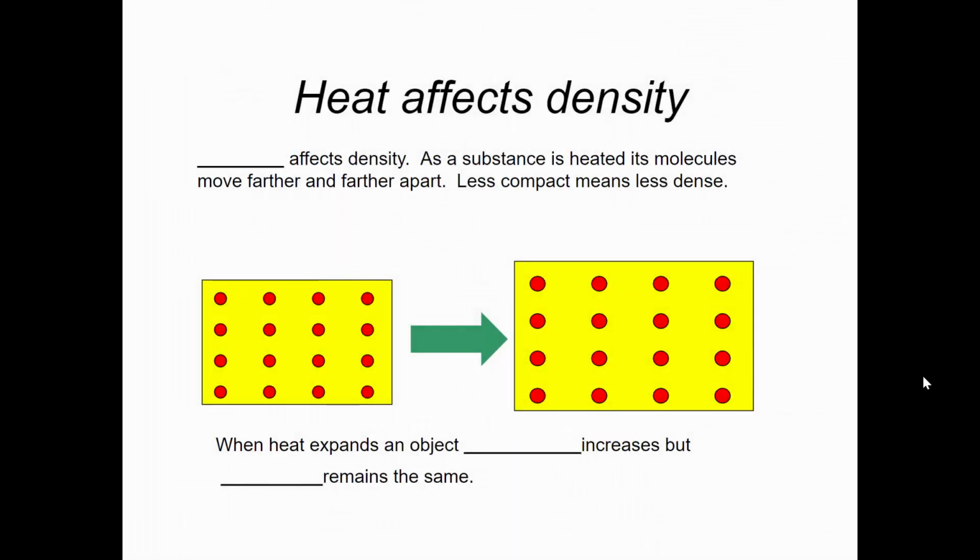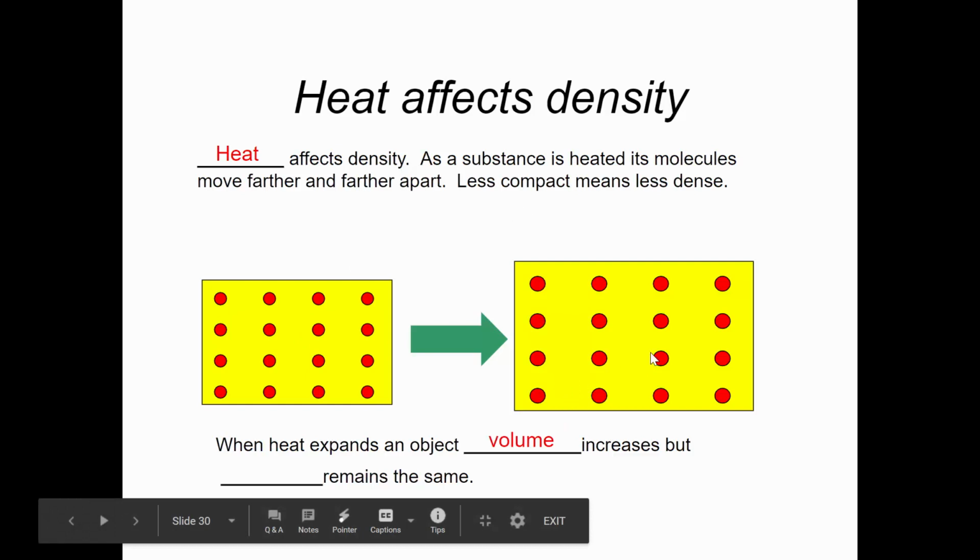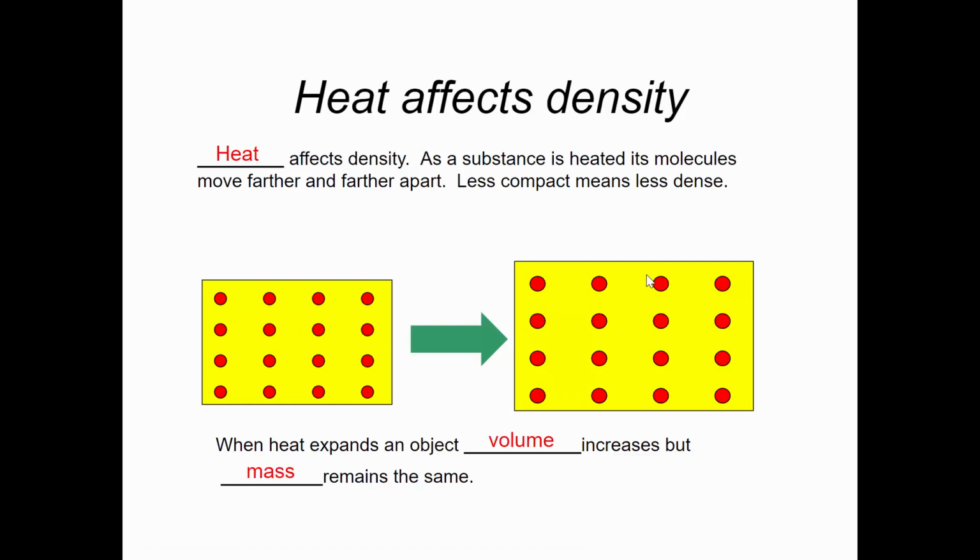Now, heat does affect density. What did we say happens as an object gets heated? Yes, it expands, and therefore its density decreases, right? The molecules are getting less spread out because they're expanding, its density is decreasing. So heat expands objects, which increases their volume, which decreases their density. Because the mass doesn't change. As you heat up an object, does its mass change? No.